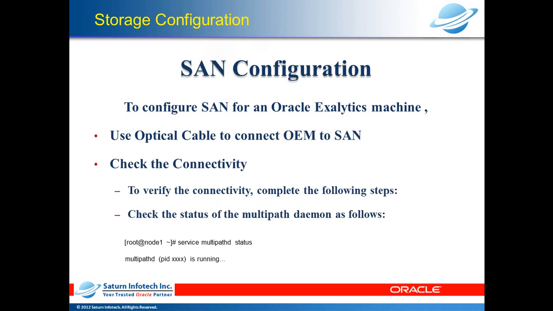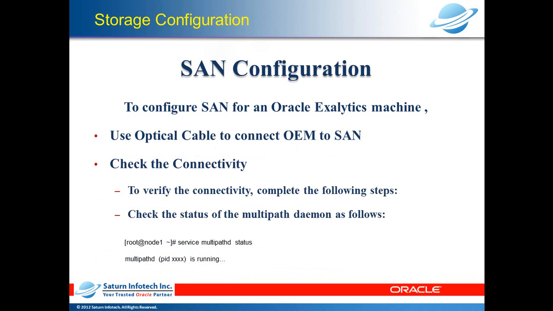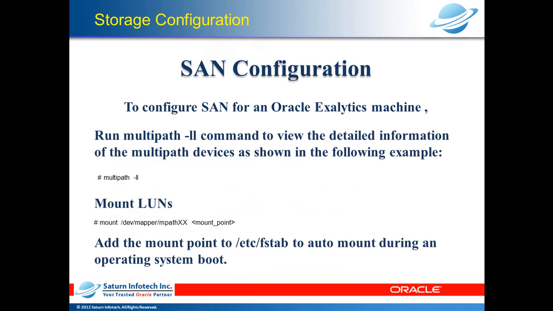An optical cable is used to connect the Exalytics machine to the SAN, and the connectivity can be checked as below. You can check the multipathd status, and you can see the output as running. That basically tells you that it's running now. And you can run the multipath command to view the detailed information of the devices. I didn't put the output here on the screen, but obviously you can see it by running the command.